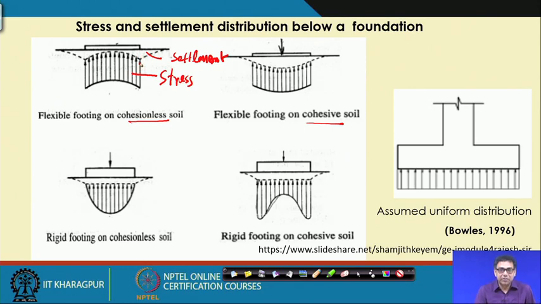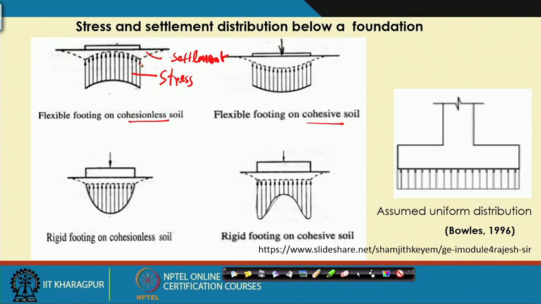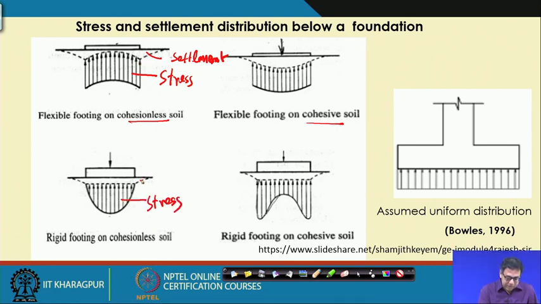But if it is a rigid foundation, then settlement is uniform, whether it is cohesionless soil or cohesive soil, but the stresses are different. Okay. So, in case of rigid foundation or rough foundation on cohesionless soil, your stress at the center is maximum and at the edge is lowest, but in case of cohesive soil, the stress at the center is less, but near the edge is more.